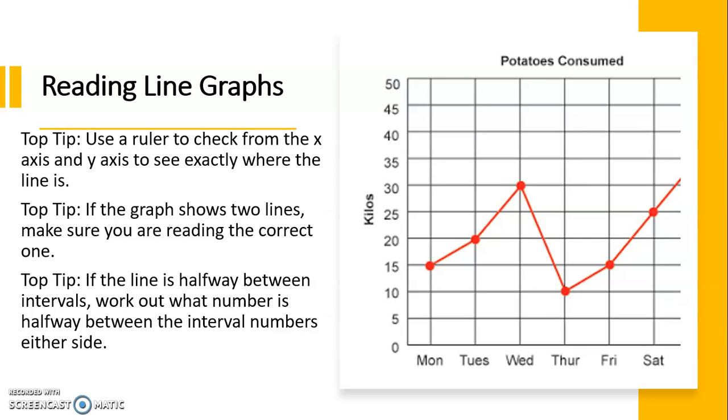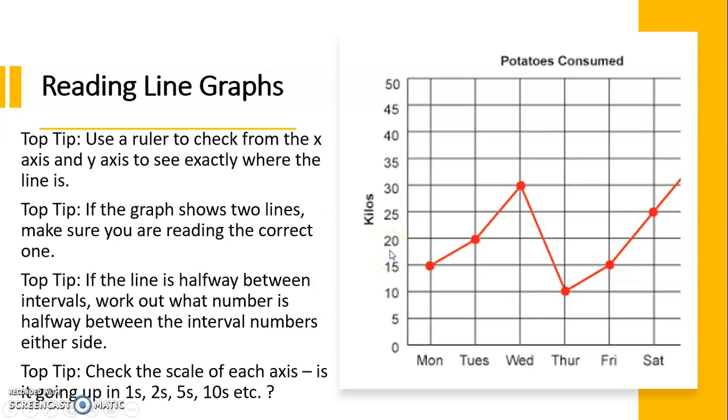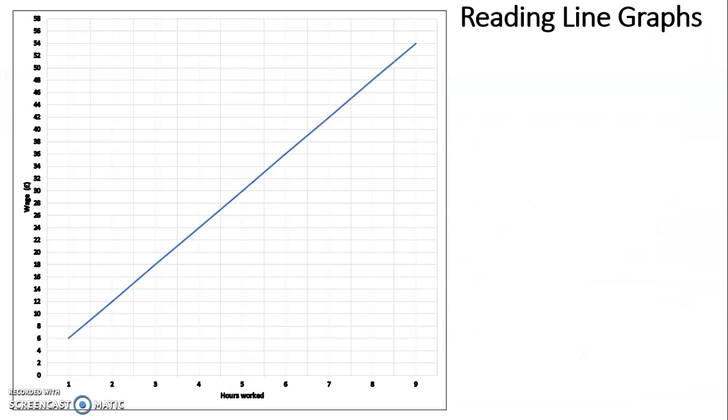For instance, on this line graph, we have intervals going up in multiples of 5. Halfway between 15 and 20 would be 17.5. And final top tip, check the scale of the axis. As I've just said, on the y-axis on that graph we're looking at, it's going up in 5s.